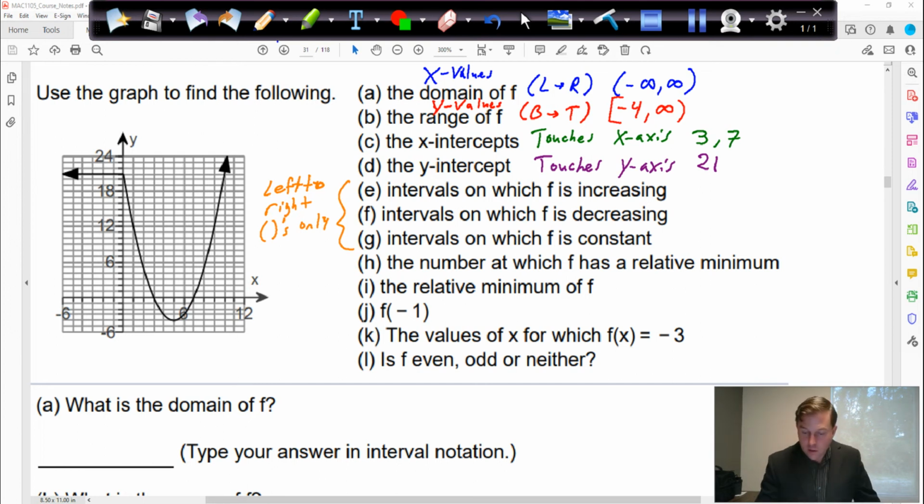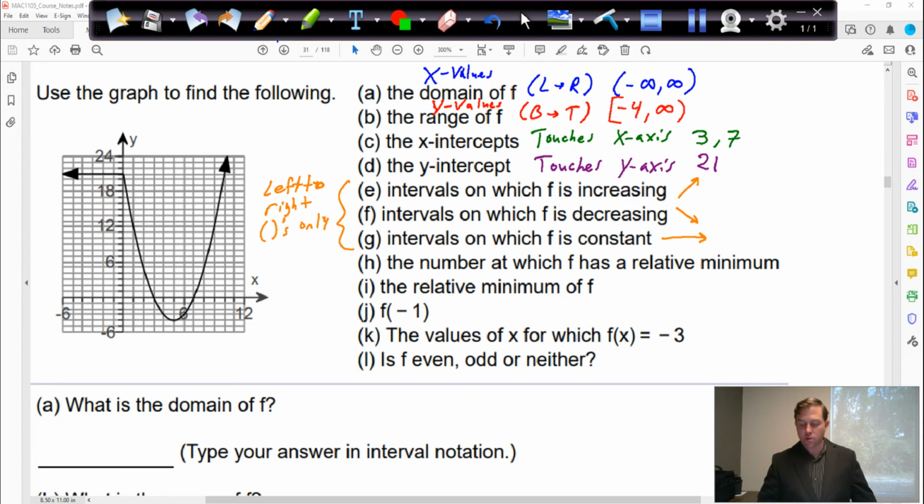So for a function to be increasing, as I move left to right, it's going to look like this. It's going to go up and to the right. For a function to be decreasing, as I go left to right, it's going to be going down and to the right. For a function to be constant, as I move left to right, it's a flat line.